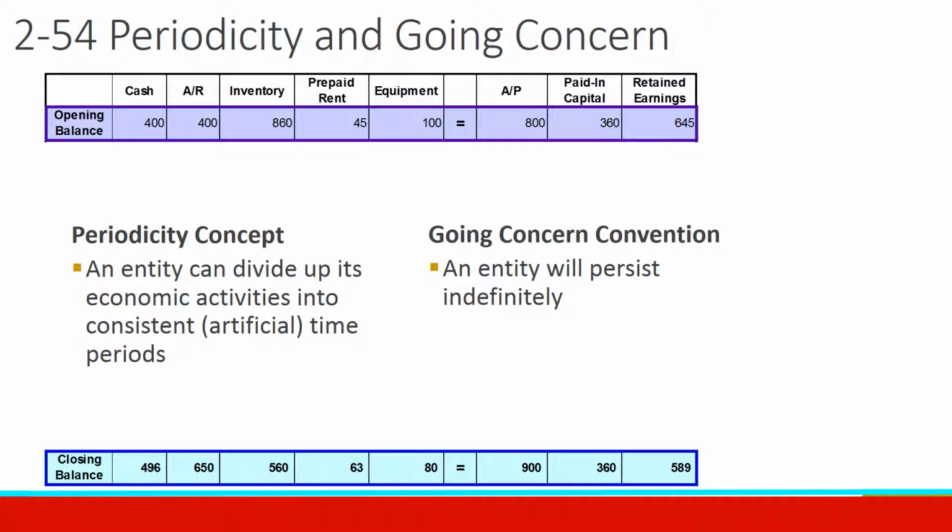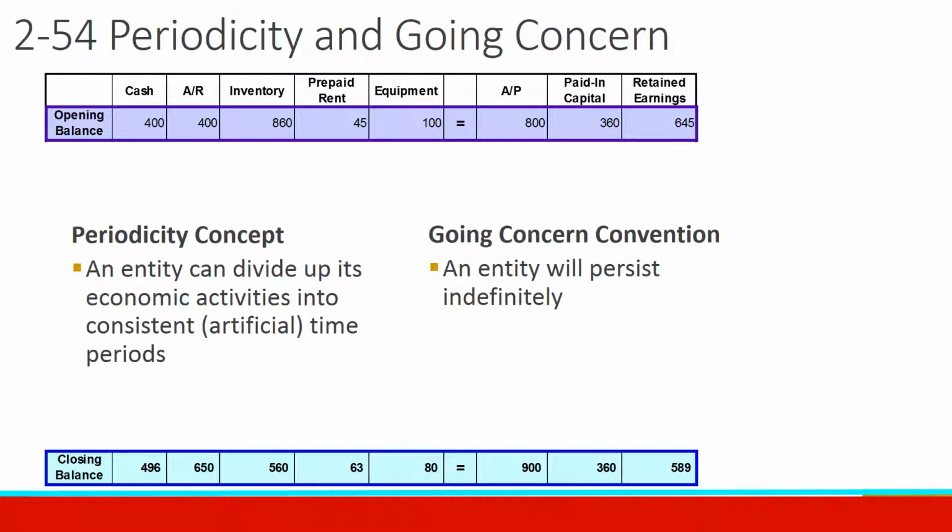Before diving into individual entries, I'd like to talk about these 2 concepts, periodicity and going concern. Periodicity is the idea that an entity's economic activities can be divided up into consistent or artificial time periods. So throughout accounting, we're going to arbitrarily end activity at the end of a month, at the end of a quarter, and at the end of a 1-year period.